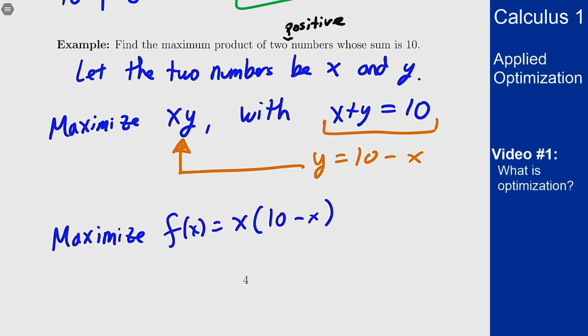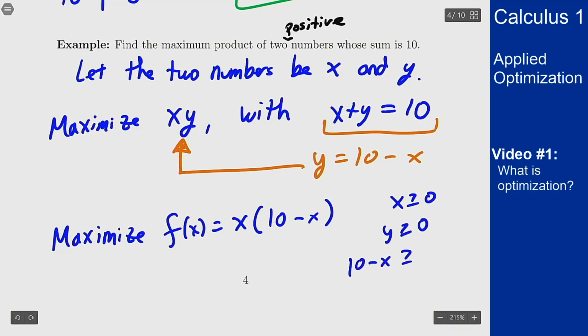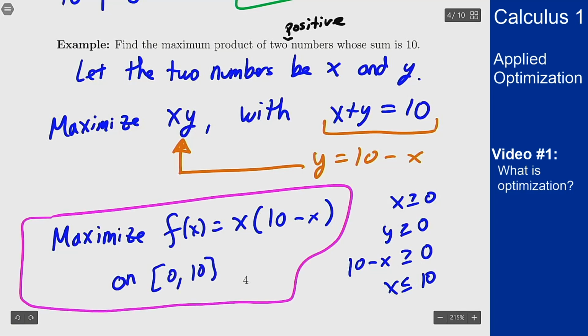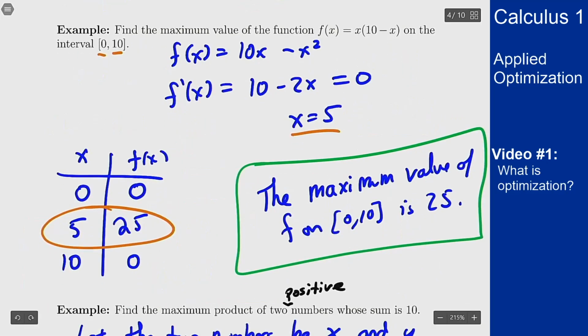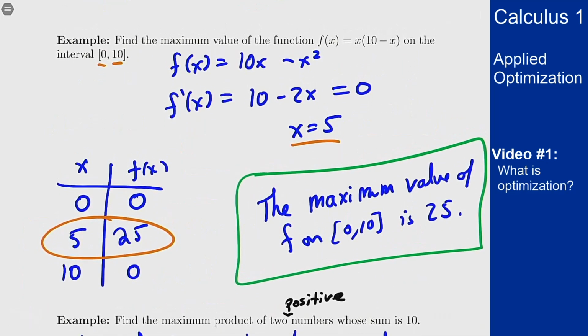And what are valid numbers to plug in for x here? Well, x must be positive, so I have to have x bigger than 0. And I also know that y needs to be positive. So if y is bigger than 0, that means that 10 minus x is bigger than 0, or x is less than or equal to 10. I'm going to maximize this function here on the interval from 0 to 10. Now that right there is exactly the problem we solved above. Find the maximum value of f of x equals x times 10 minus x in the interval from 0 to 10. We solved this already before. Therefore, I know this maximum product must be the same answer as above, which is 25.